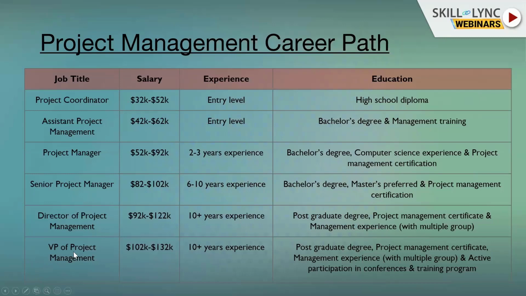If you want to be a VP of project management, to become a vice president of a particular company, you must have a postgraduate degree, a project management certificate, project management experience with multiple groups, and active participation in conferences and training programs. You should have at least 10 plus years of experience with these kinds of things. Then only you can become a VP of project management and aspire for that kind of role. So there is a bright future in the project management career path.